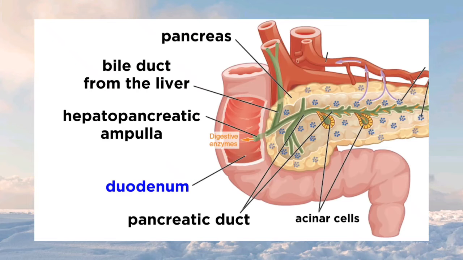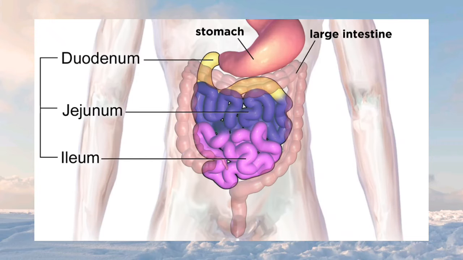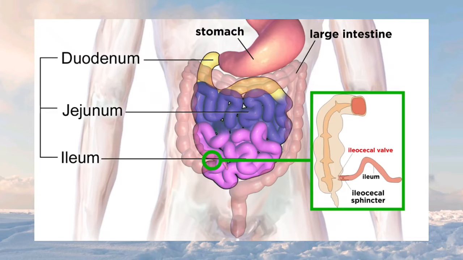The duodenum contains the hepatopancreatic ampulla, which is where the bile duct, delivering bile from the liver, and the main pancreatic duct, delivering pancreatic juice from the pancreas, join and merge with the small intestine. The other two sections are longer and hang in coils, joining the large intestine at the ileocecal valve.